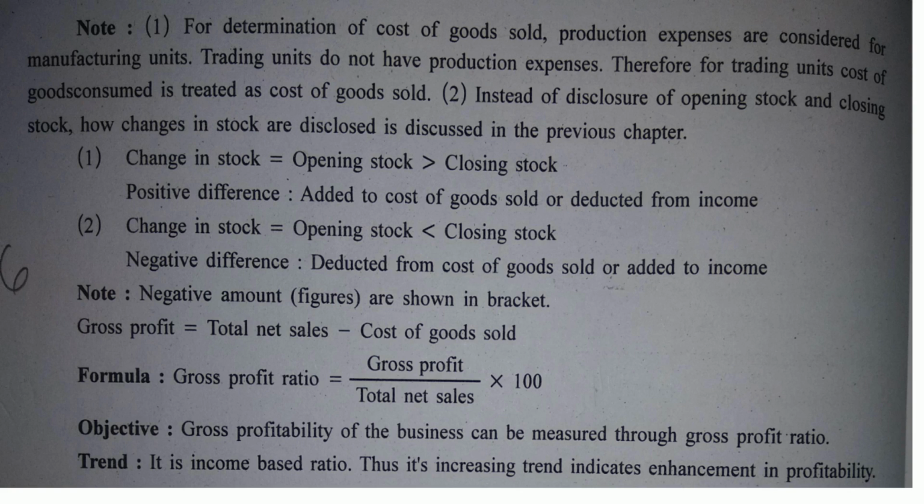Okay, so gross profit equals total net sales minus cost of goods sold, and gross profit ratio equals gross profit upon total net sales. Net sales equals sales minus sales return. This you know very well. We have understood this in trading account. Alright?